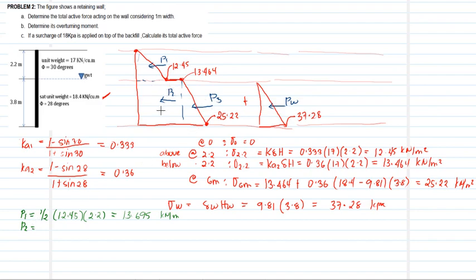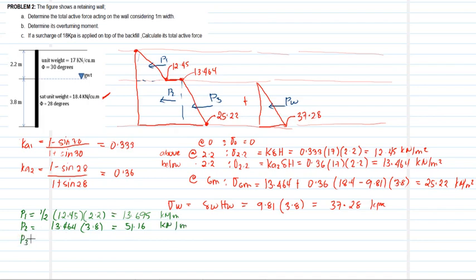So, ito yung P2 natin, itong rectangle. So, that is 13.464 multiplied by the height, which is 3.8. So, ang value natin dito is equal to 51.16 kilonewton per meter of length ng wall.